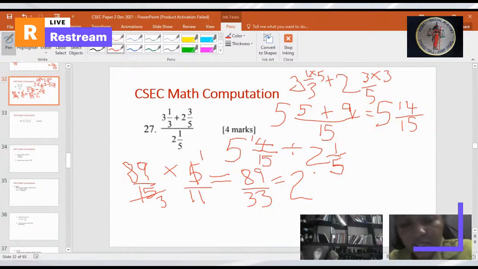That will be 66 from 89. 23 left over. Okay, so 23 left over the 33. It would have been neat if it was 99. It would be exactly 3.